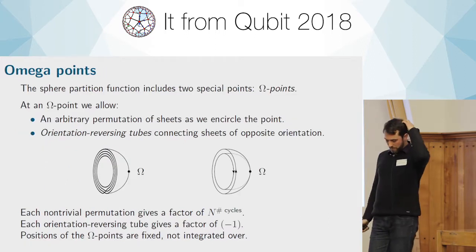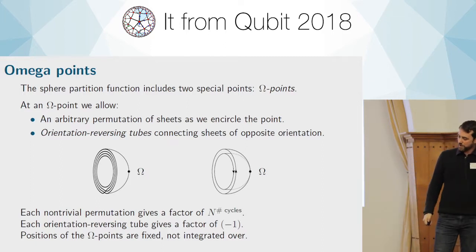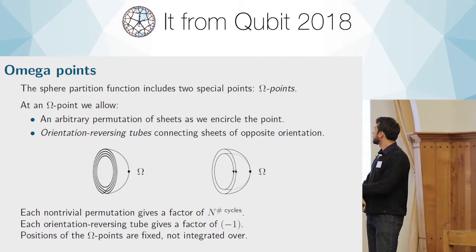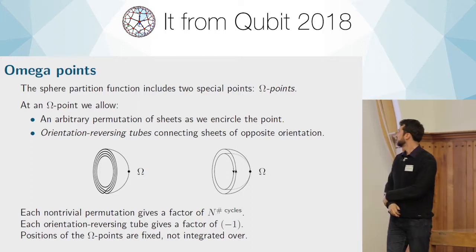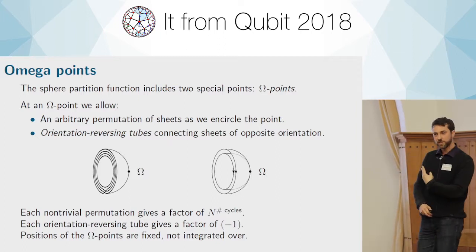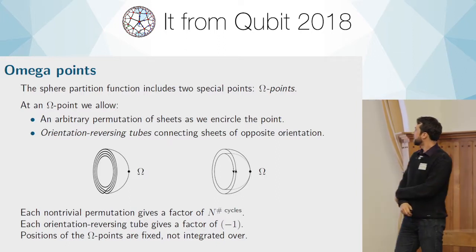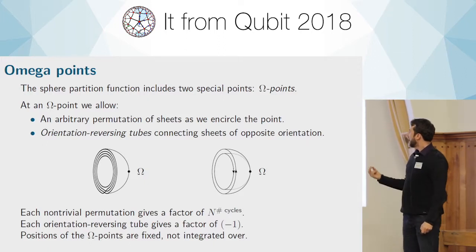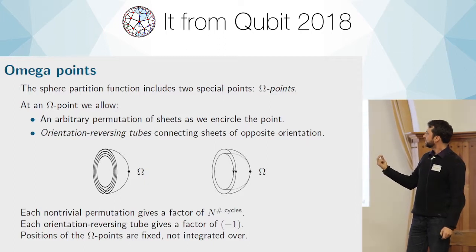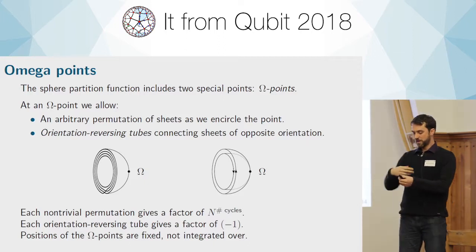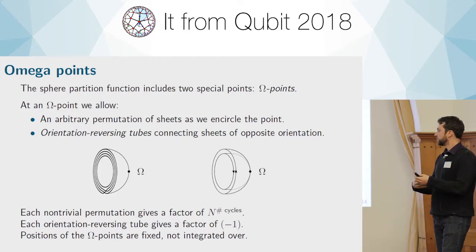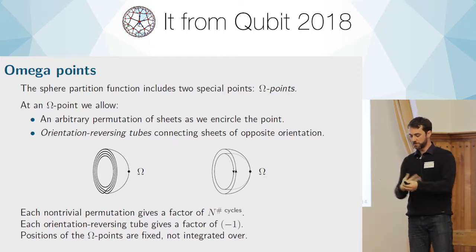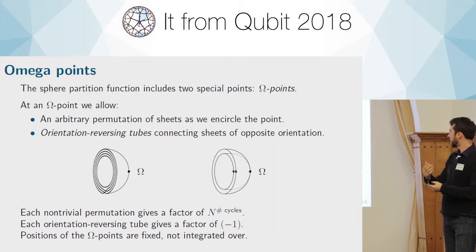Okay. But when you study the theory on the sphere, something funny happens, which is you have to include some additional singularities into your partition function. In particular, you have to fix two special points on your manifold, which Gross and Taylor called omega points. And there you allow for an arbitrary permutation of the sheets as you go around the point. So as you encircle the omega point, there's no smoothness imposed there. The sheets can come back arbitrarily permuted.